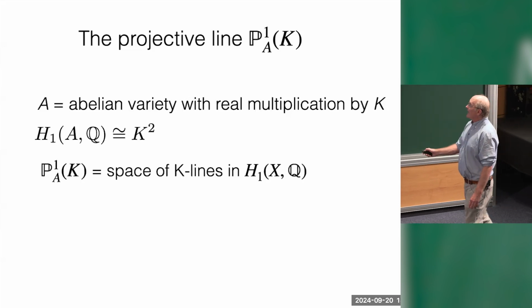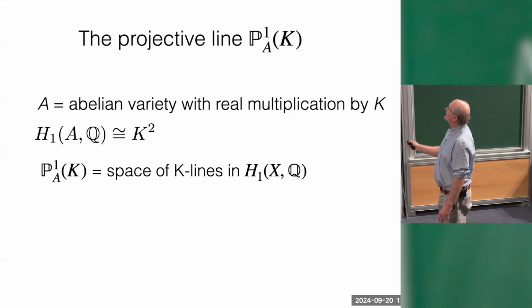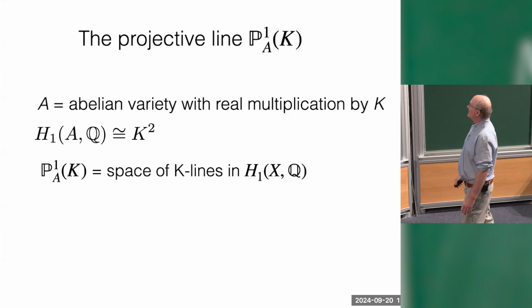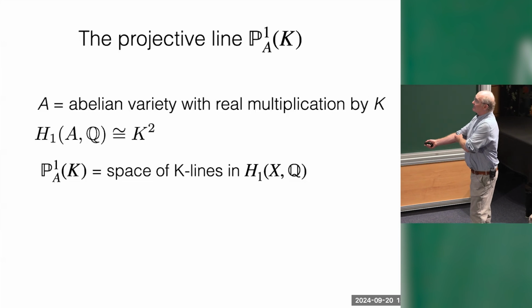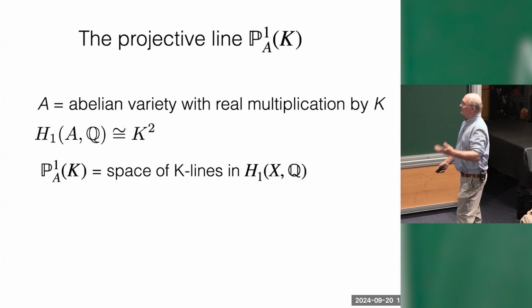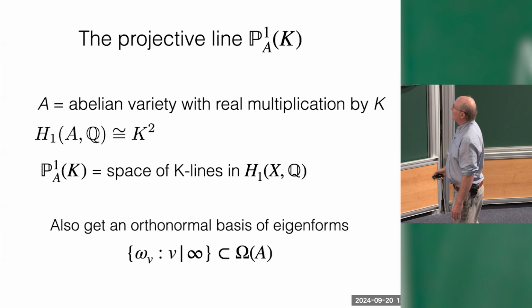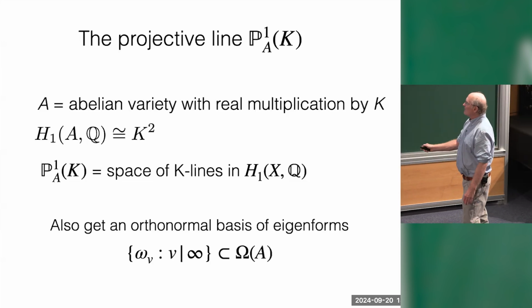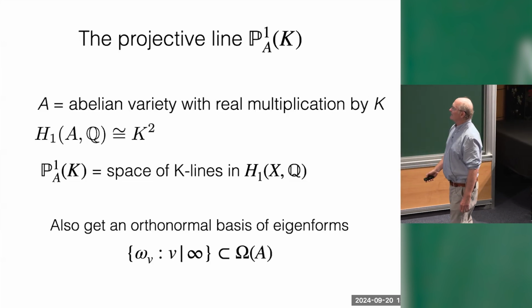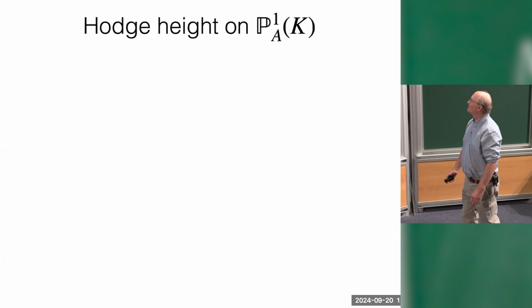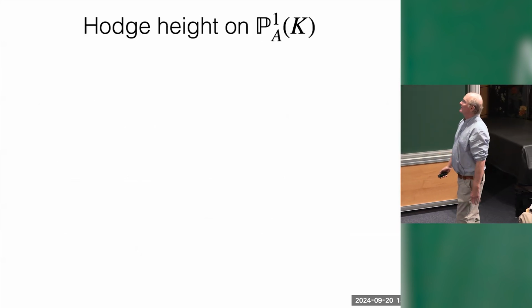And so there's a projective line canonically attached to this variety. It's not quite the abstract projective line. It's really the space of K lines in the rational cohomology of X considered as a vector space over K. And this is where we're going to introduce our height. And by the way, we also get a basis of eigenforms for the action of K. Those sit in the 1-forms on A. And they're indexed by the infinite places of the field.